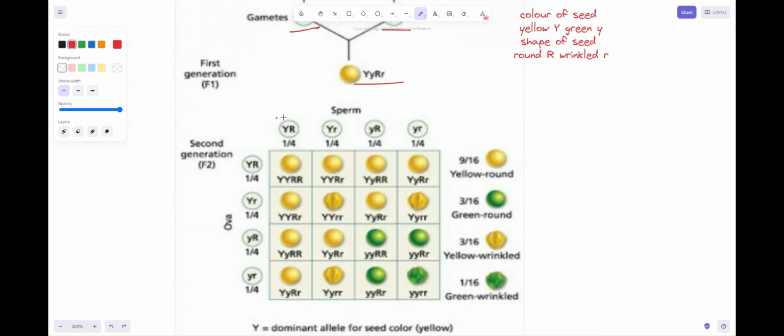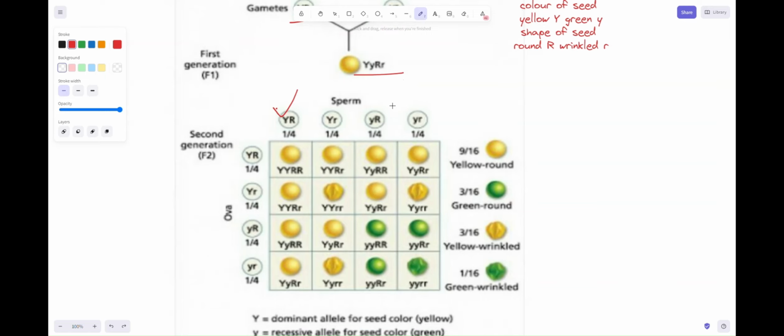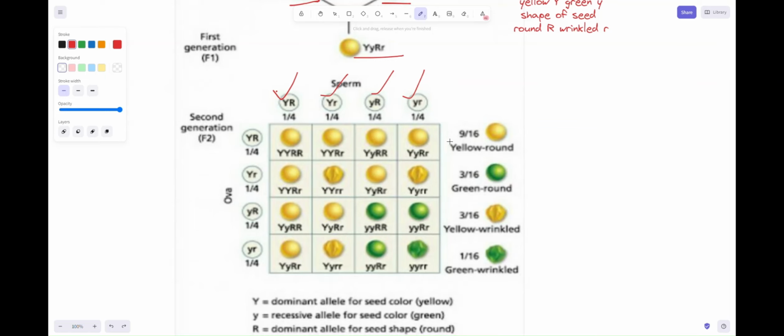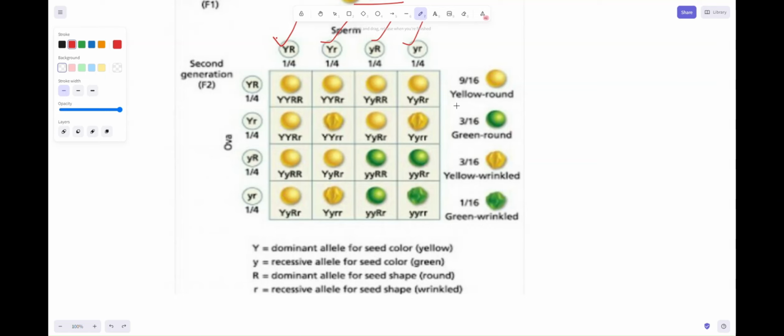What are the 4 different combinations? Capital Y capital R, capital Y small r, small y capital R, and small y small r. These were crossed, and finally after fertilization 16 different types of offspring were obtained. You can see, if you notice students, yellow round total 9, green round total 3, yellow wrinkled total 3 and green wrinkled total 1.